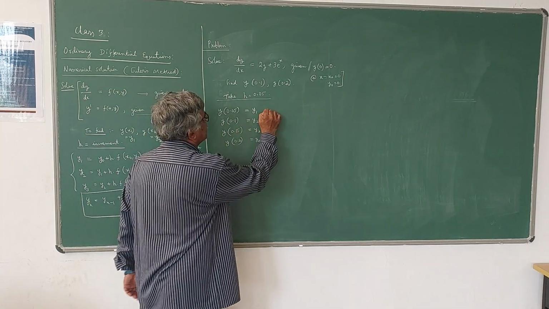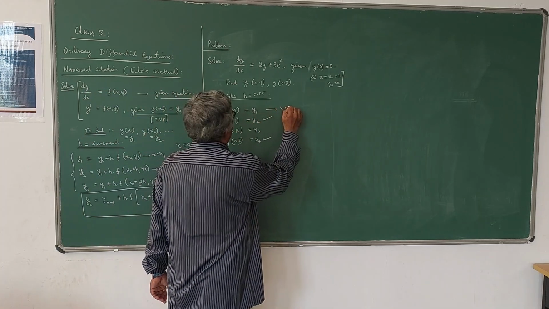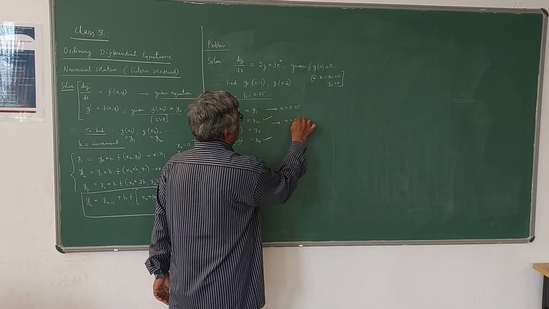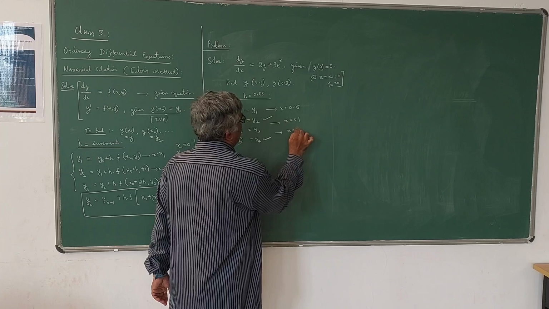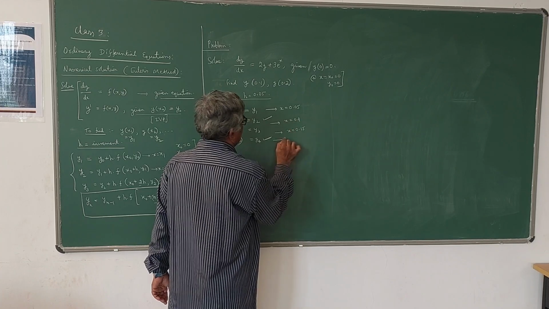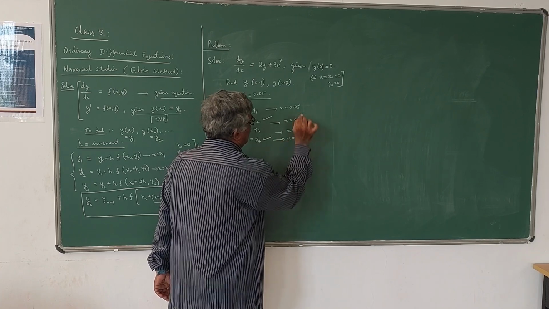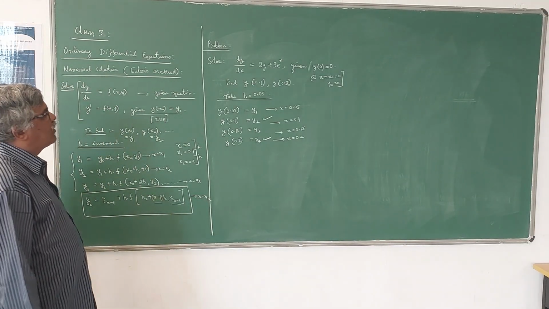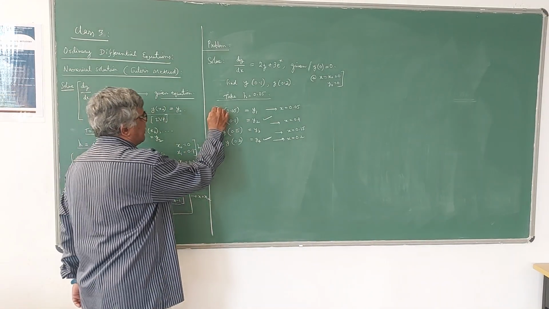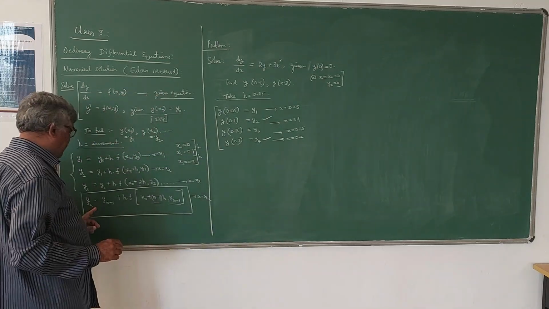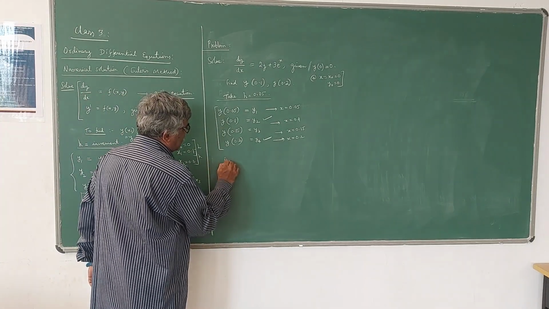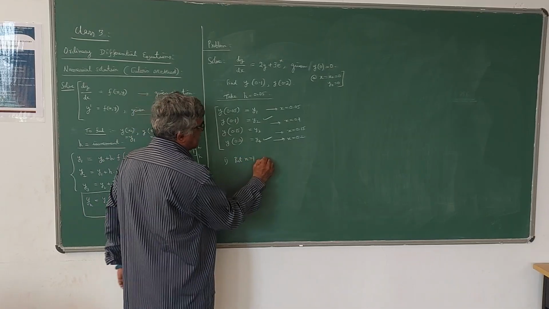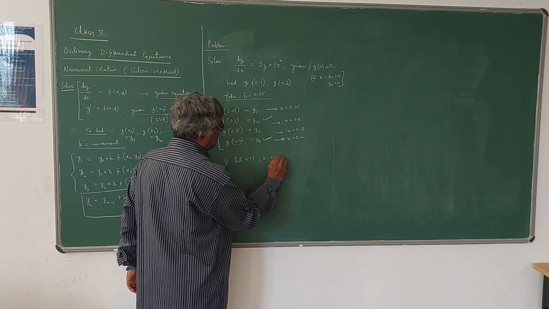So this is at x is equal to 0.05. This is at x is equal to 0.1. This is at x is equal to 0.15. And this is at x is equal to 0.2. So all these 4 values we have to find out. Now let us take one by one. The first step. So put n is equal to 1. Put n is equal to 1 means x is 0.05.